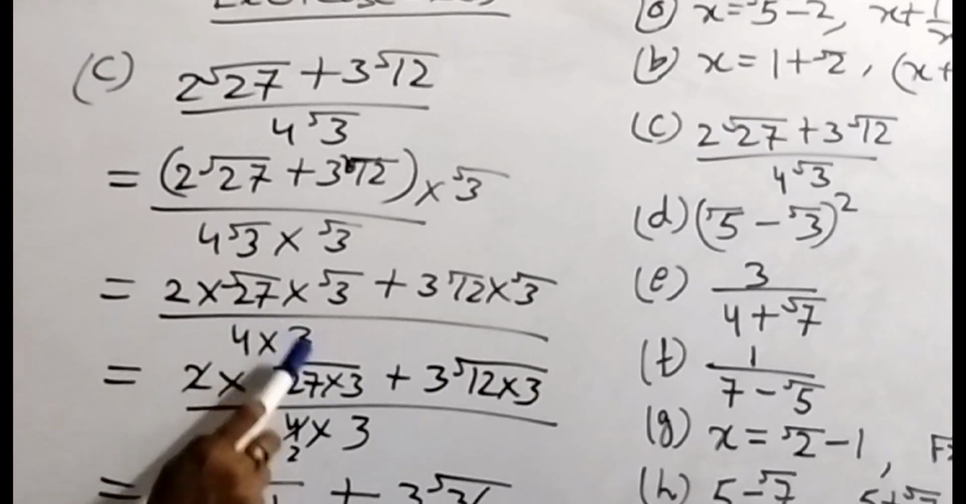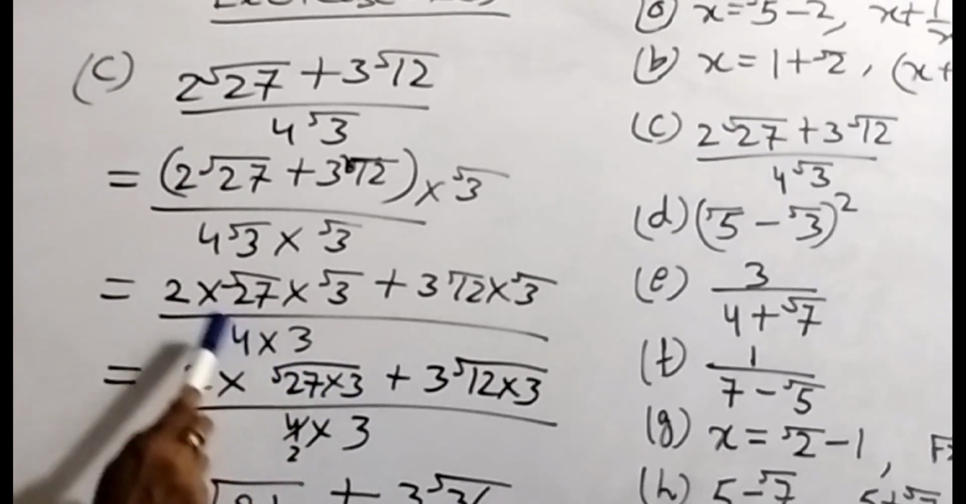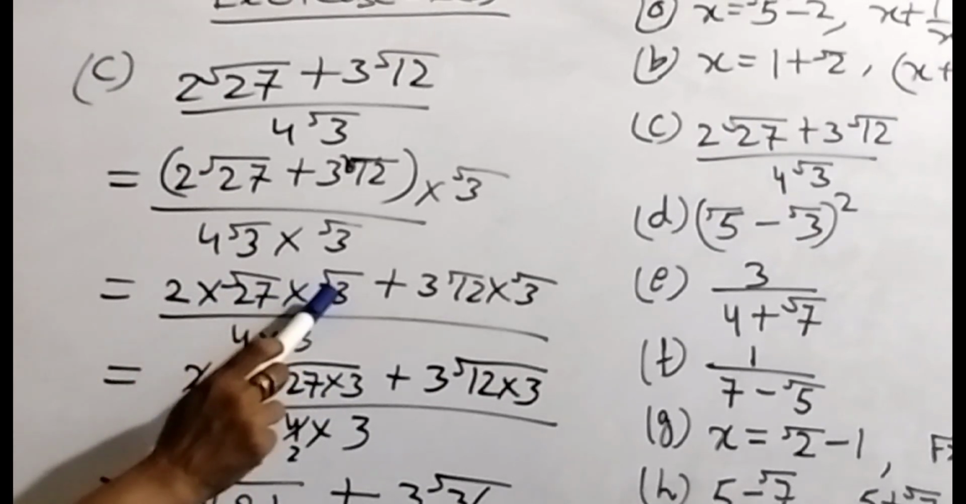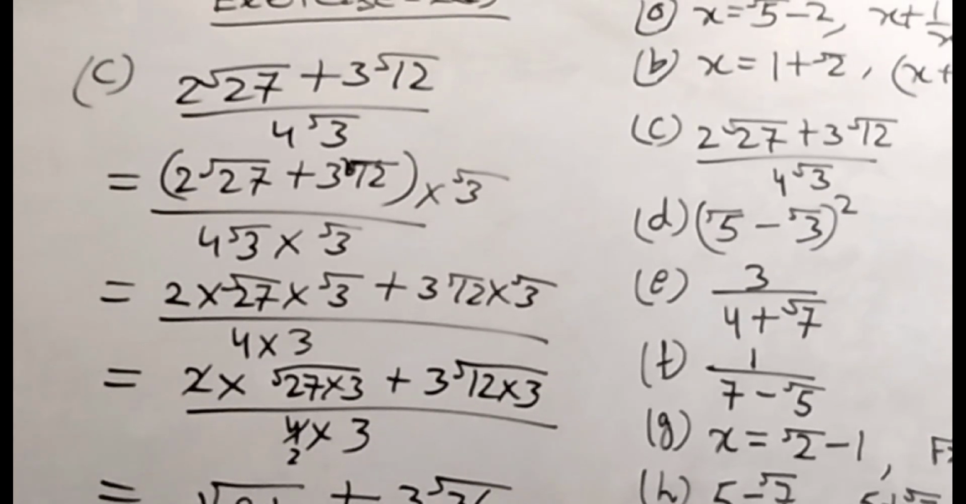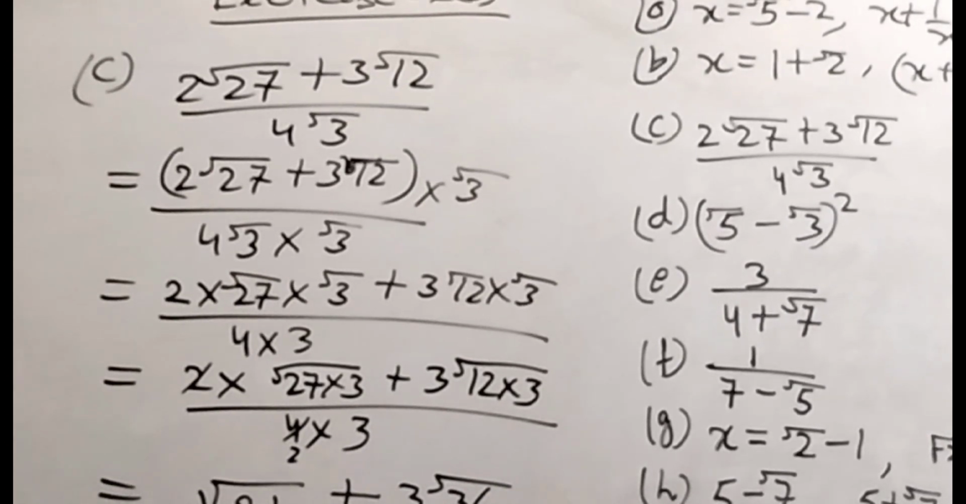Now this is your 4 into 3. This is your root 27 into root 3. Root 27 into root 3 is your 27 into 3. Then this is your root of 27 into 3 plus this is your 3 into root of 12 into 3.